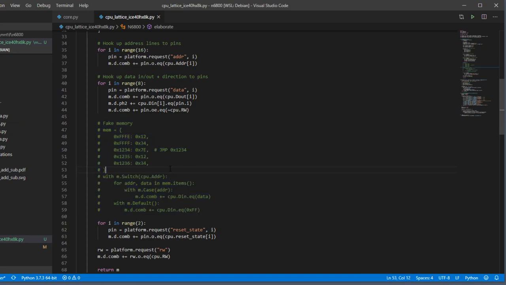I just have a fake memory. That way I don't have to bother with programming an external ROM. It's just right there in the FPGA.